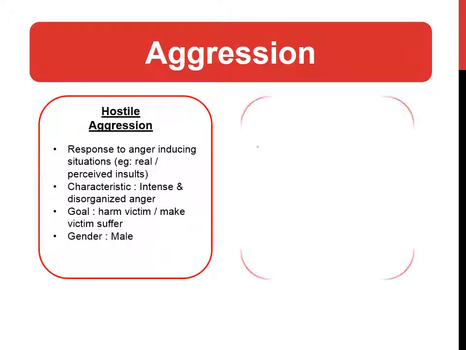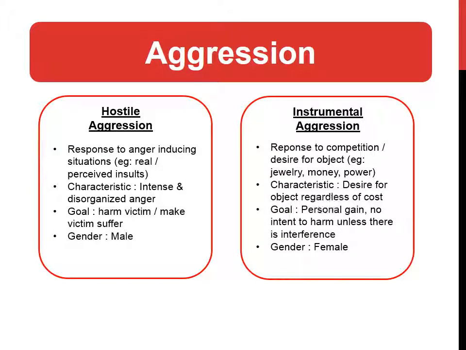Instrumental aggression, on the other hand, usually does not plan to use violence. That is, being violent is not part of the goal or the action plan the perpetrator has in the first place. That is, harm is not usually intended unless it interferes with the perpetrator reaching his or her goal.